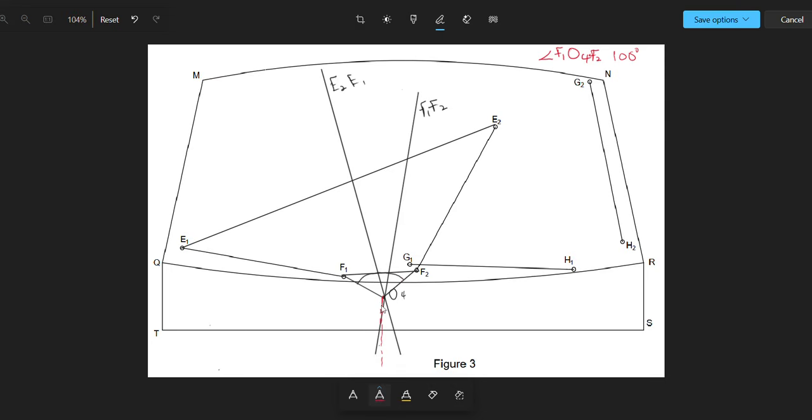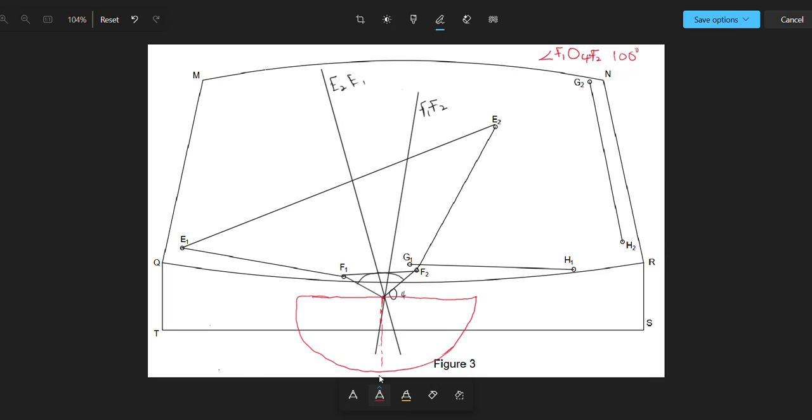And then you place your protractor on this vertical line. You align your protractor on it like this. And then you ensure that this vertical line is in line with the 90-degree mark. When we measured that angle, we got 100 degrees. So F1O4F2 is 100 degrees. So you divide 100 degrees by 2, you get 50 degrees.